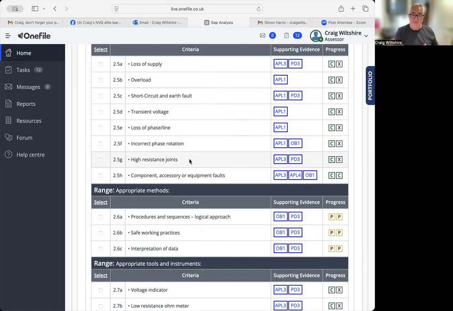Okay, so that's it, guys. That's how you explain a fault in your NVQ, right? And you just do that for all the faults. So when you're preparing for your assessments, that is how you're going to explain the faults to me. I don't want anybody stumbling over it. Familiarize yourself with the faults first.